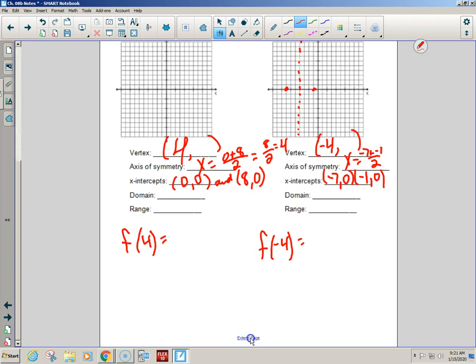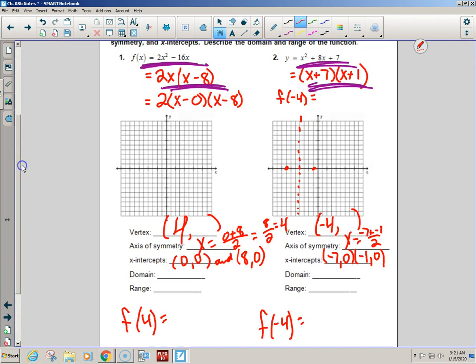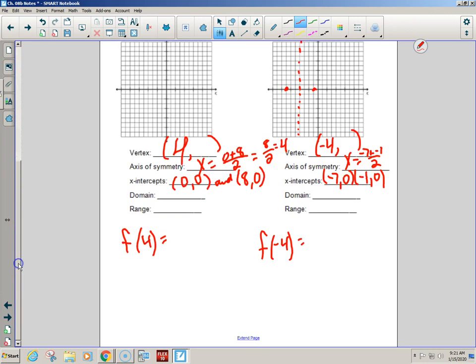When you plug in 4, I think I would rather plug it into this one than that one. Maybe it doesn't make a difference to you. I like this one because it looks easier. Minusing by 8, timesing by 2. I don't want to do 16 times something. So I'm going to plug it in 2: 2 times 4 times 4 minus 8.